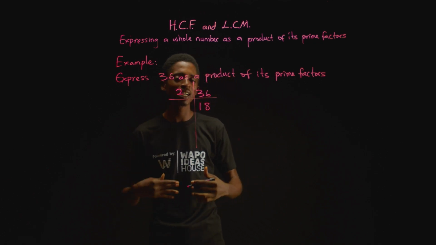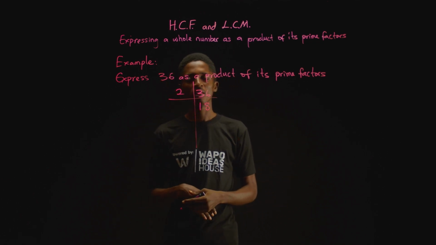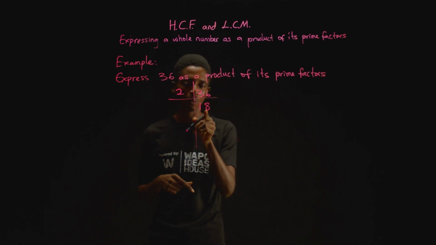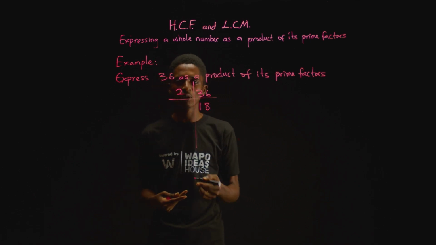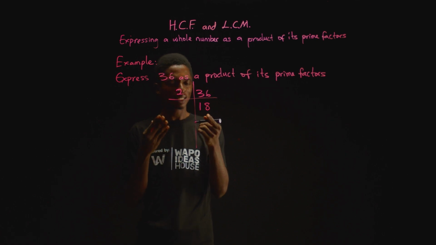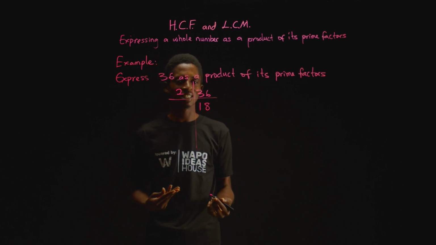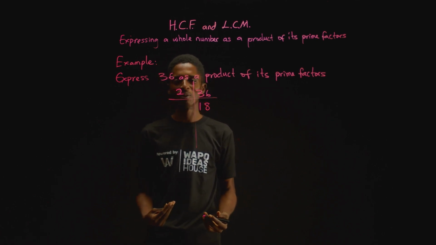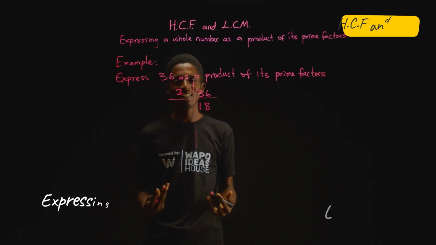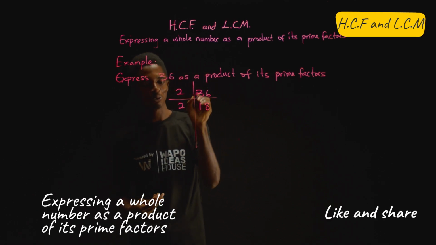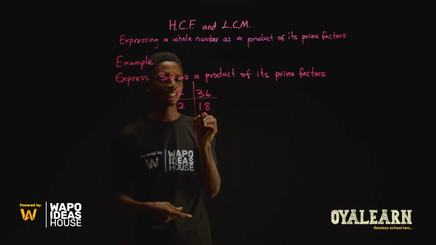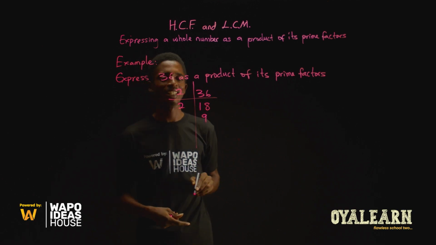Now we continue to find out more prime numbers that can divide as we go down. Now we have 18. The next prime number that can divide 18. In this case, 3 can divide 18, but that is not the lowest prime number. 2 can still divide 18, so we would use 2. Now 2 in 18, that will be 9.